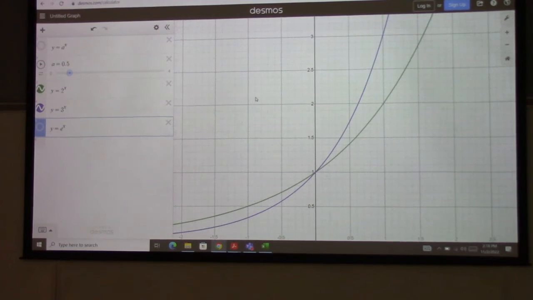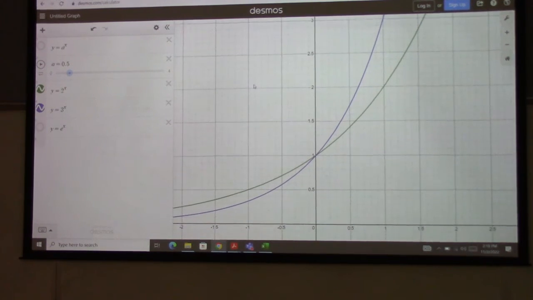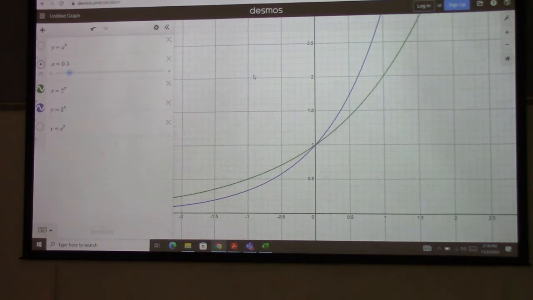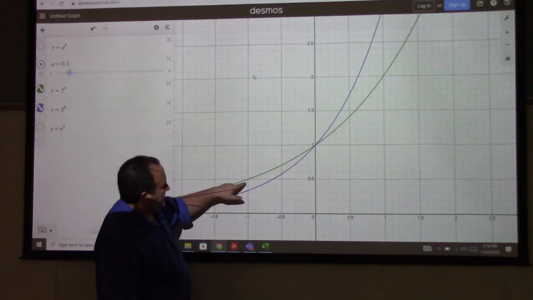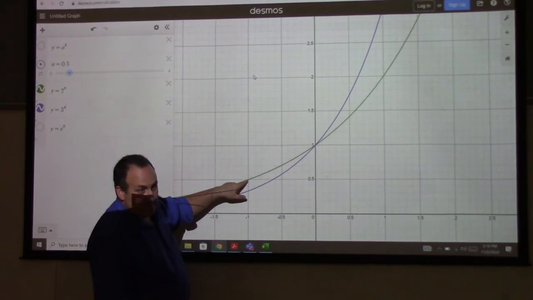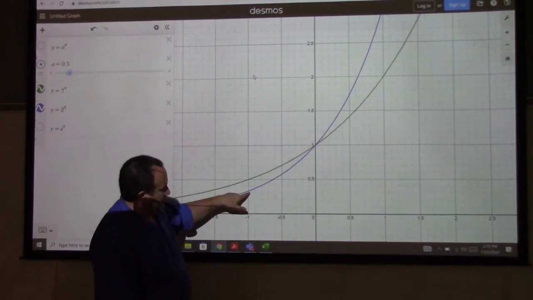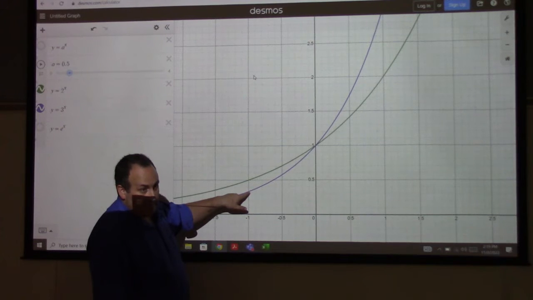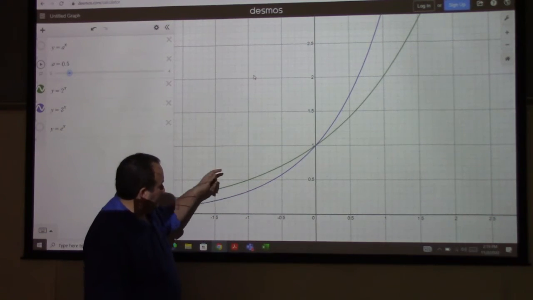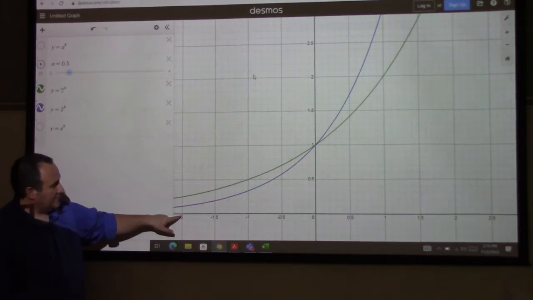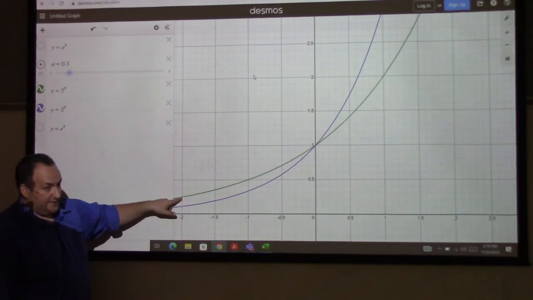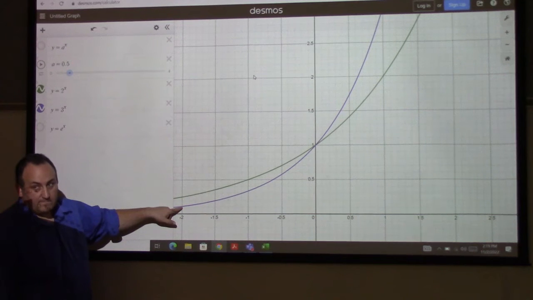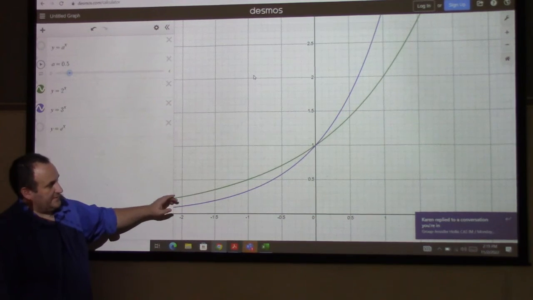Let me go down, there we go. Okay, so right here, at minus 1, 2 to the x is at 1/2, right? Whereas 3 to the x is at 1/3, okay? And of course, by the time you get to minus 2, 2 to the x is at 1/4, and 3 to the x is at 1/9. All right? And so that's how that works.